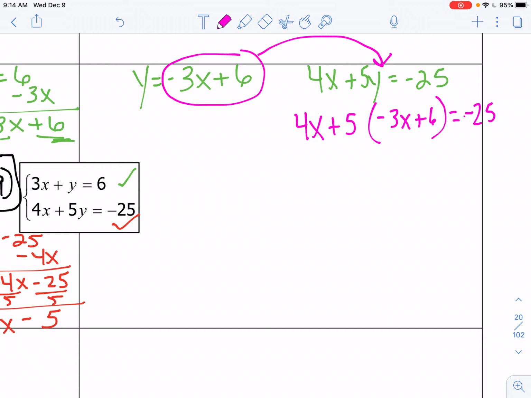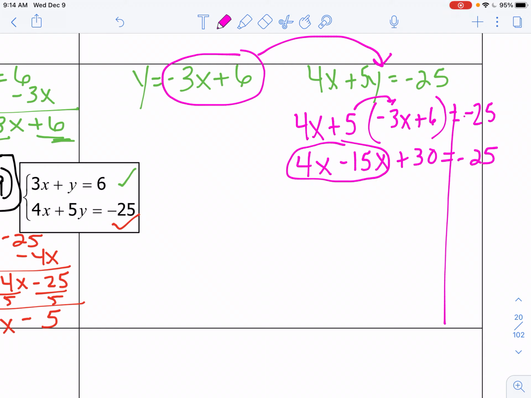Now it's time to distribute, combine like terms, and solve. So I have 4x plus 5 times negative 3 is negative 15x. I'm going to take out that plus and put in a minus 15x. And then 5 times positive 6 is positive 30. And write down the rest. Combine like terms right here. 4 minus 15 would be negative 11x plus 30 equals negative 25.